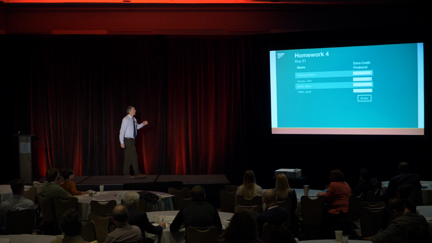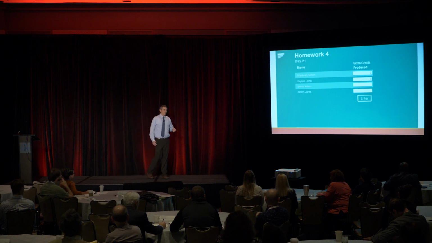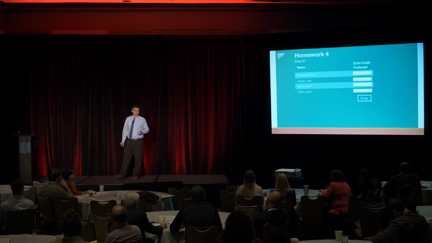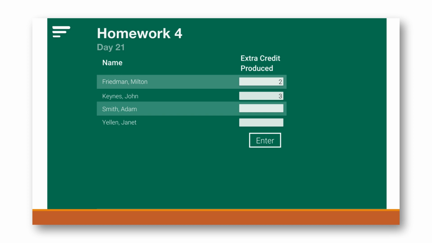And what you do is, after the lecture, you put in how much extra credit each person in your class has generated. Right? So I have Milton Friedman generated 2 points of extra credit. John Kane's got 3 points, right? So he got a question right that Milton Friedman got wrong. And then you go through and you just put that in, and that generates some extra credit in the market.